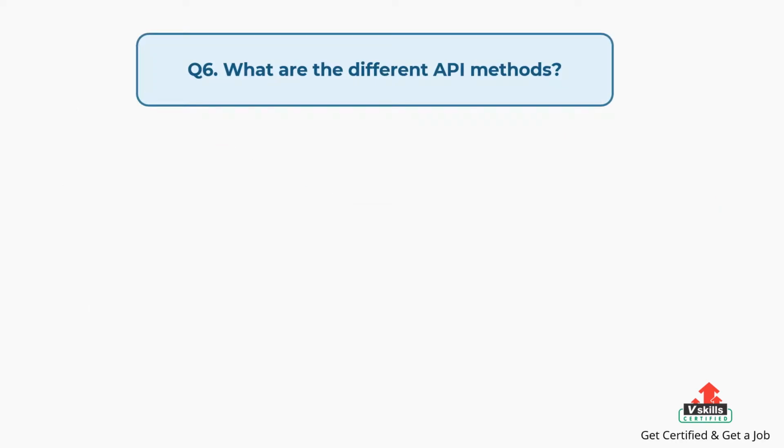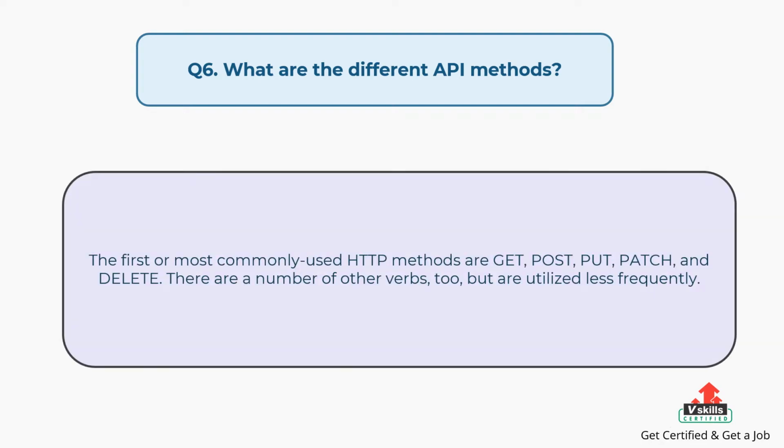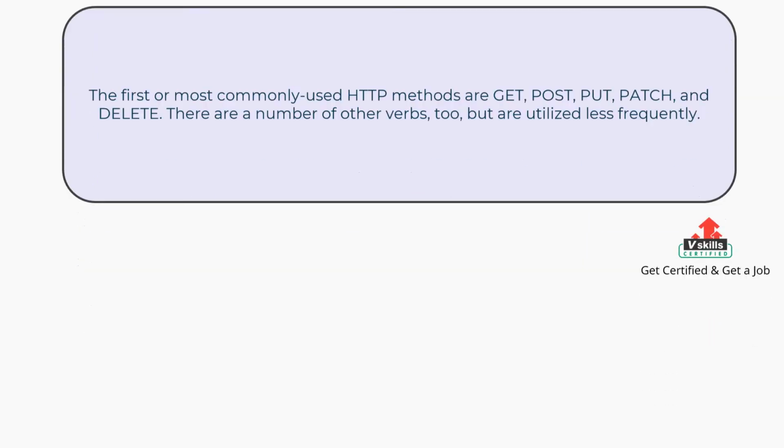Question number 6. What are the different API methods? The answer is the first or most commonly used HTTP methods are GET, POST, PUT, PATCH, and DELETE. There are a number of other verbs, too, but are utilized less frequently.